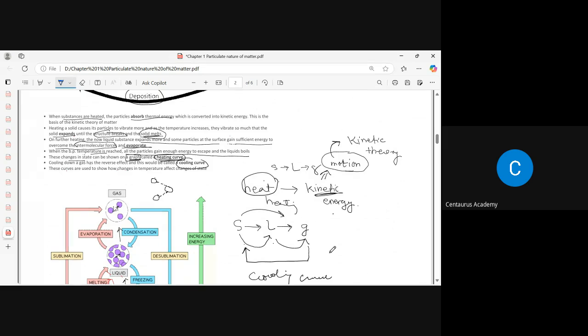Moving on, let's go through a bit of the theory, and then we're going to look into the heating curves and the cooling curves. When substances are heated, the particles absorb thermal energy, and it is converted into kinetic energy, which is basically the basis of the kinetic theory of matter. Heating a solid causes its particles to vibrate more, and as the temperature increases, they vibrate so much that the solid starts to expand until the structure breaks and the solid starts to melt. So all of these phases have to take place for this change of state to occur.